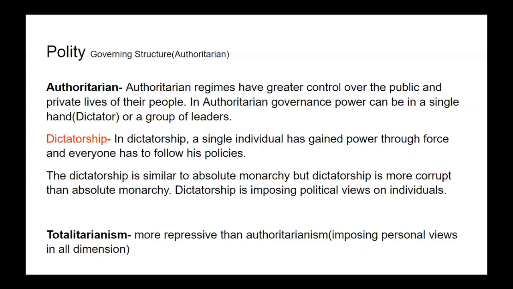Then there is totalitarianism. In this, governance is more repressive than authoritarian governance, and not only political but personal views were also imposed on citizens. So the ruling people were trying to impose all views on citizens.